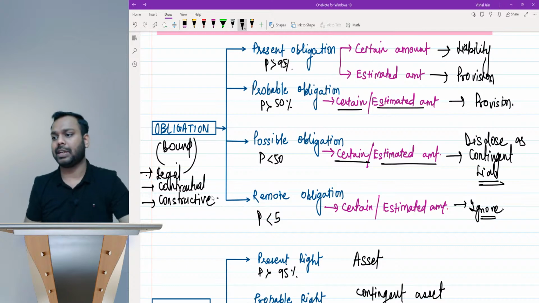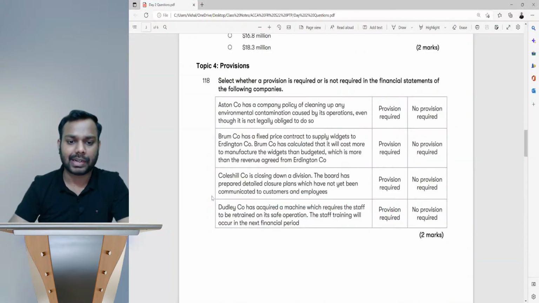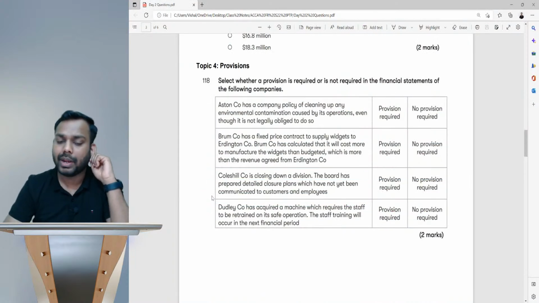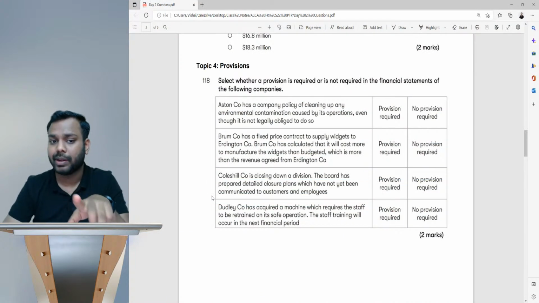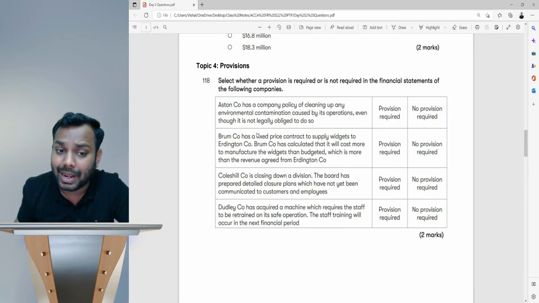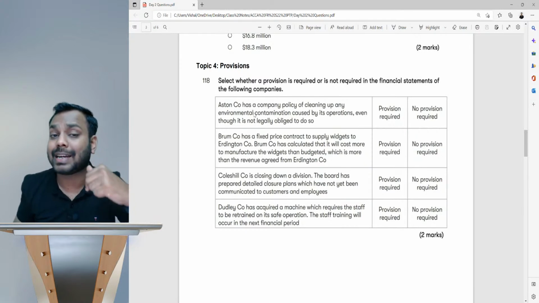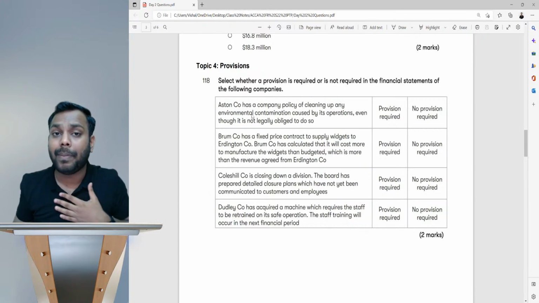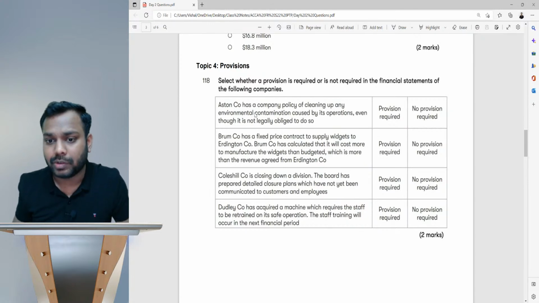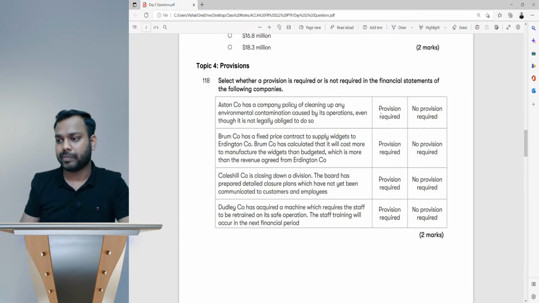Or it can be a constructive obligation, right? It can be a constructive obligation as well. Now, in all the 3 cases, we have to record it as a provision. In this case, it is not a legal obligation, but it is a company's policy to clean up, meaning a constructive obligation. I have taken up this obligation on myself, so I will record the provision for this, right?